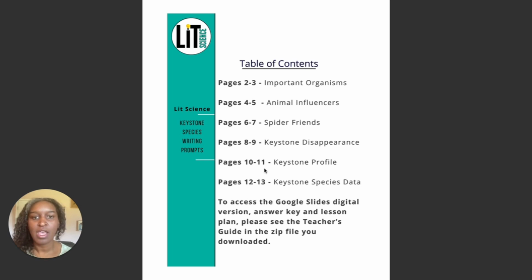in science. So you'll see here on the table of contents, these are just the titles of the prompts. Those are titles that I just came up with. And you'll see 2 pages because there's 2 versions of each prompt, which I will go over with you in a moment. So these first 2 prompts, important organisms and animal influencers, are to activate prior knowledge.